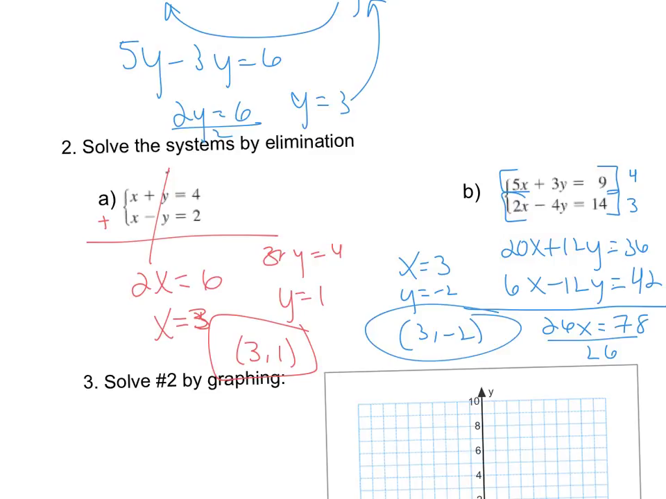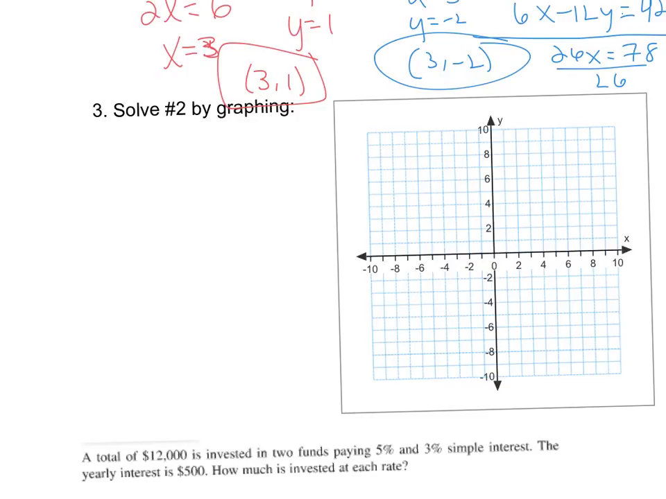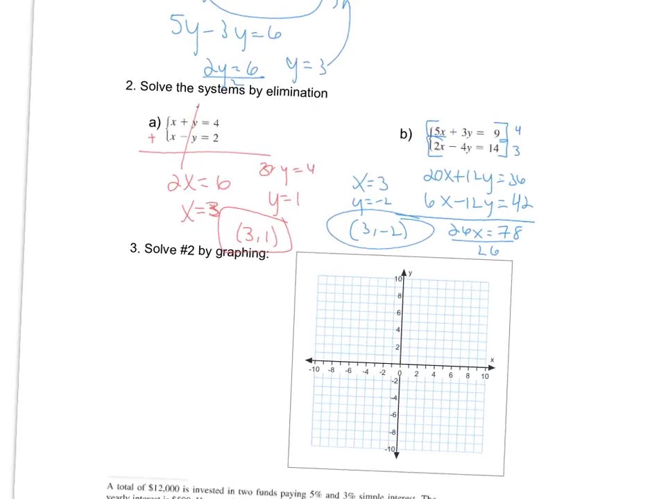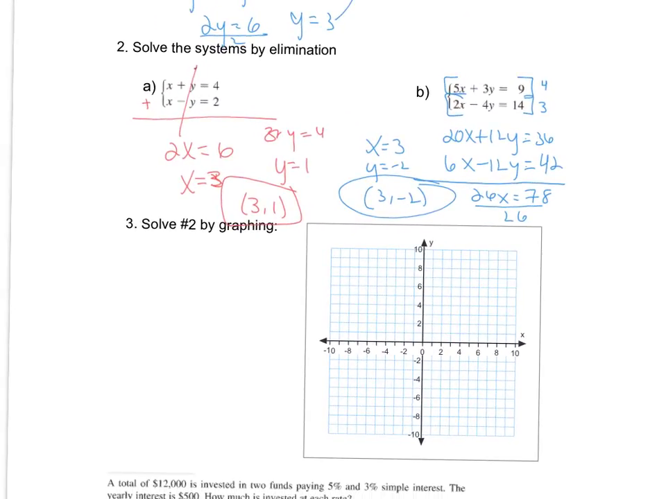All right, last type is solving by graphing. And we're going to solve one of the equations by graphing and hopefully get the same answer. Let's use A. Okay, so I'm going to rearrange letter A so that I can actually graph those. So the x plus y turns into y equals negative x plus 4. You're just subtracting x on both sides. And then the other equation, I get negative y equals negative x plus 2. So you have to divide everything by negative 1, and you get y equals x minus 2.